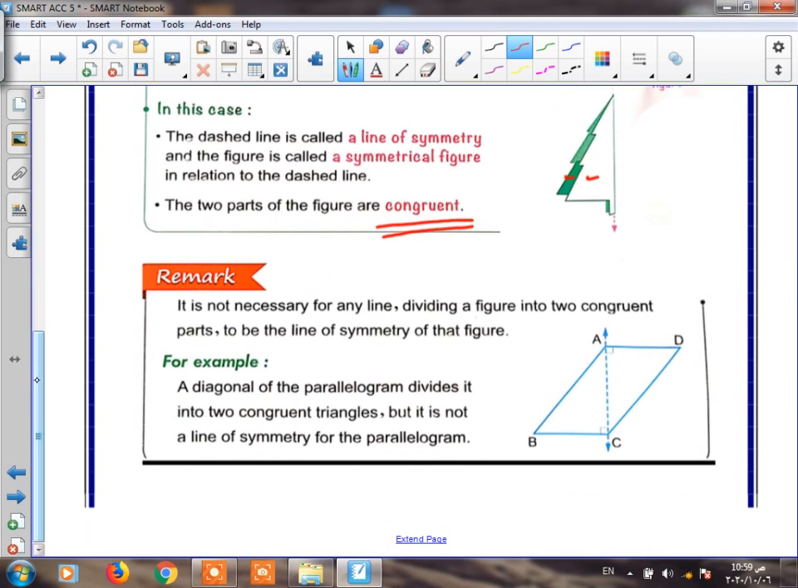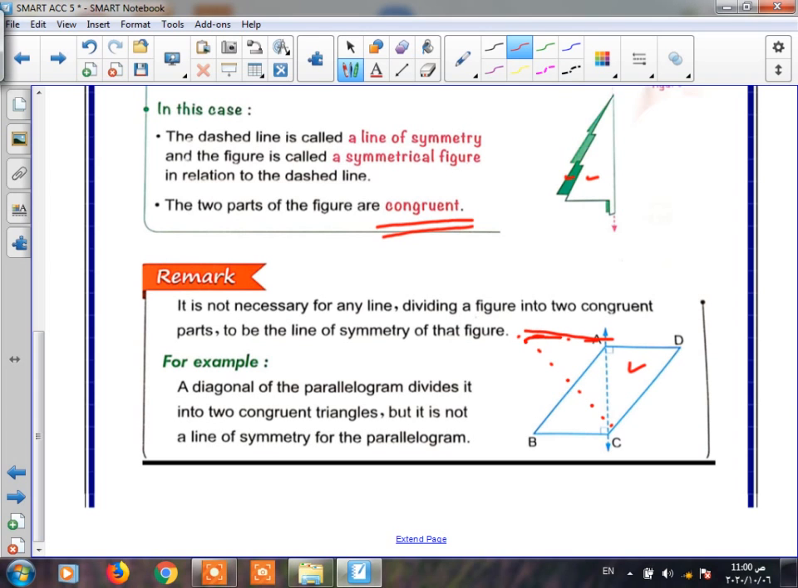Look at this remark here. It's not necessary for a line dividing a figure into two congruent parts to be a line of symmetry. Because the ABC, this part, when I fold it over, it will be like that. Look, when I fold it, it will not be congruent with the other parts. It will not be an axis of symmetry.